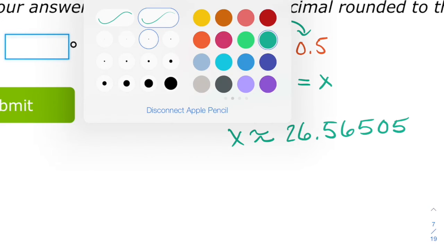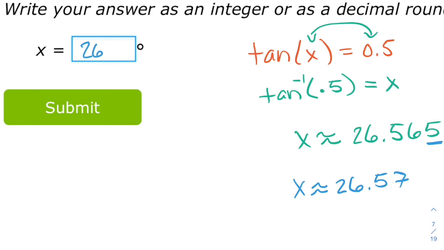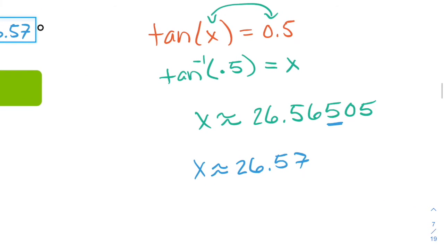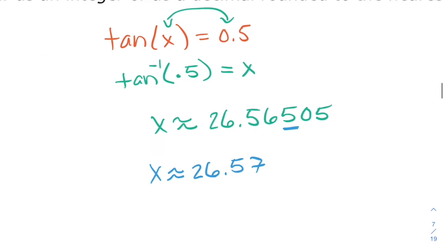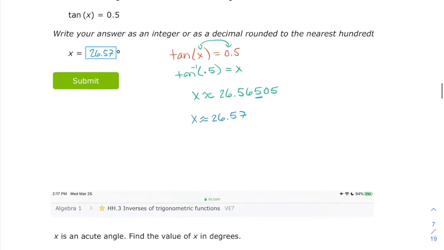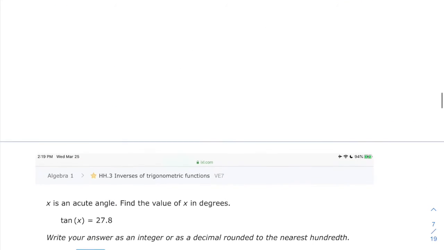56505-ish. Okay, so I look to this place, and yes, I am going to have to round it to 57. Be careful on your rounding, because you could get it wrong if you round incorrectly. 5 rounds up, 4 or lower rounds off. Again, these were all to the nearest hundredth.